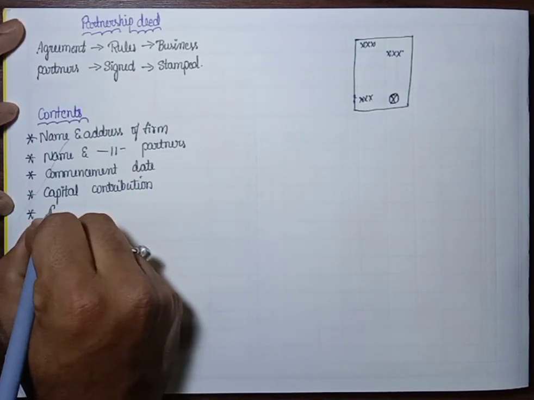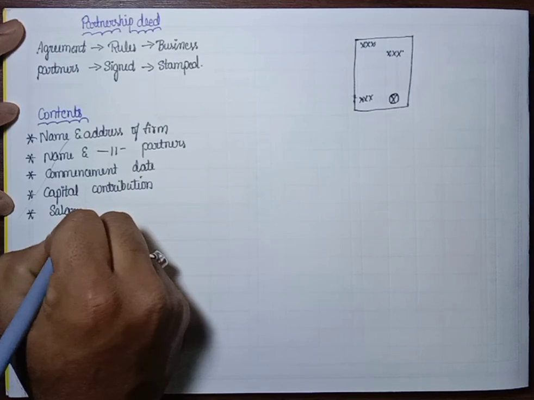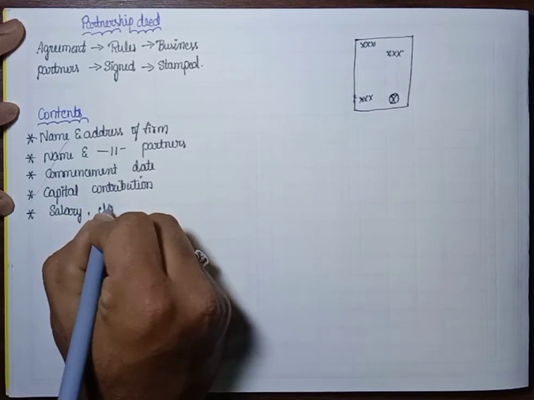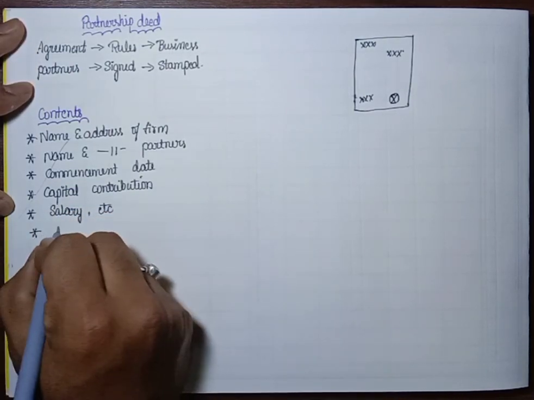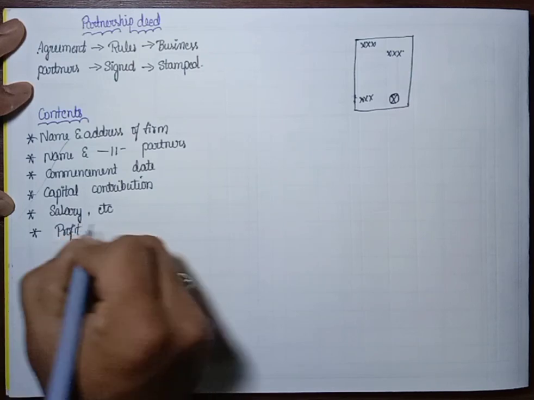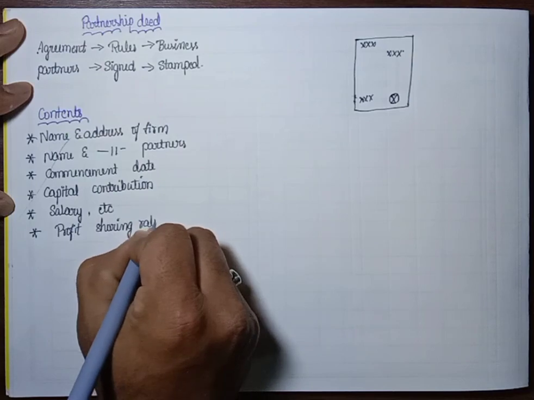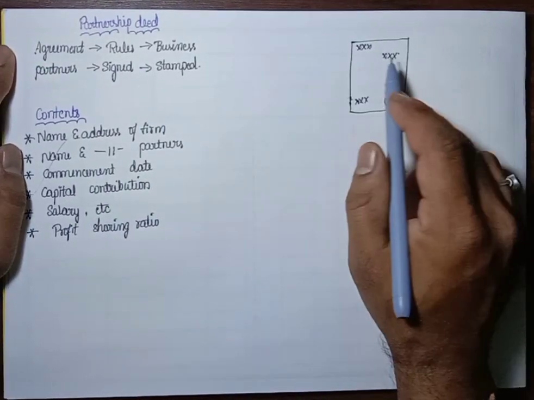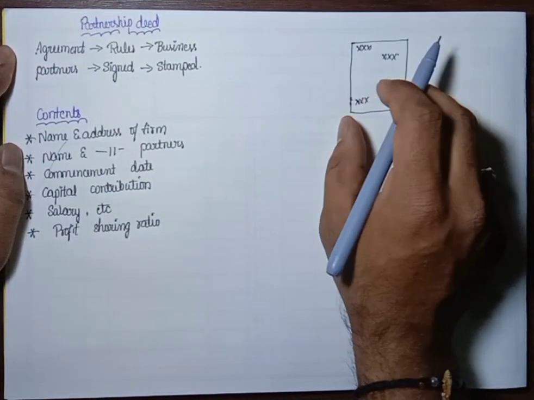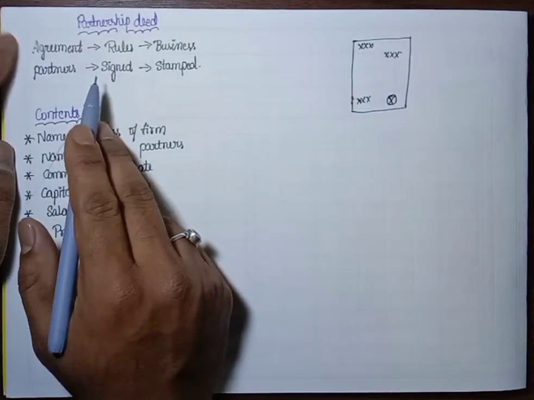Next one, salaries, commission or any other remuneration payable to partners. Then profit sharing ratio, etc. So, as we know it is a document, and the information recorded in this document is nothing but the contents of the partnership deed.